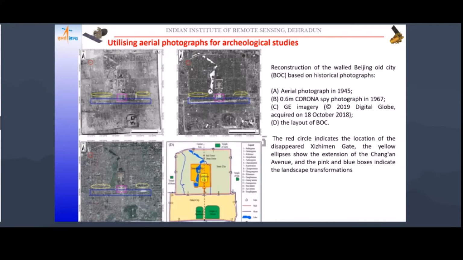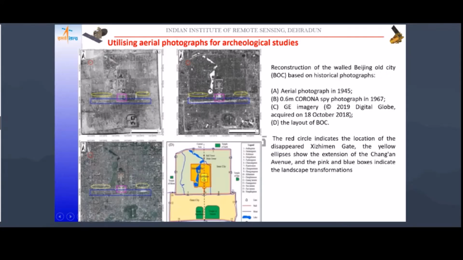and monitoring. Now, once the Corona images were declassified, so these were spy images taken by the United States in the 1960s and 70s and well into the 80s, these have now been declassified. They are high-resolution panchromatic images and also aerial photographs. So the first one is an aerial photograph from 1945. Now, this is the walled city of Beijing. So through historical photographs, people have mapped the area of the ancient walled Beijing old city.